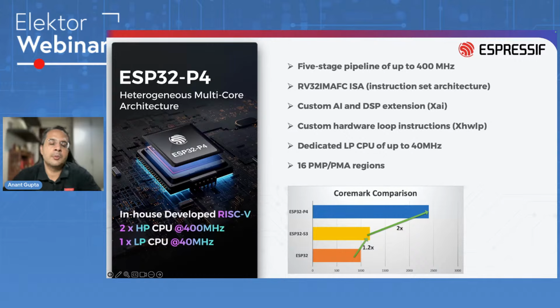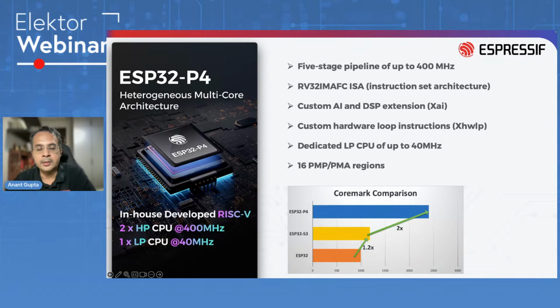So from the processing point of view, the ESP32-P4, as I mentioned, has a heterogeneous multi-core architecture, which basically means it has a dual-core subsystem running up to 400 megahertz, and a single-core LP core running at 40 megahertz. It has a 5-stage pipeline on the HP core, which really gives us very good, I would say, processing capabilities.